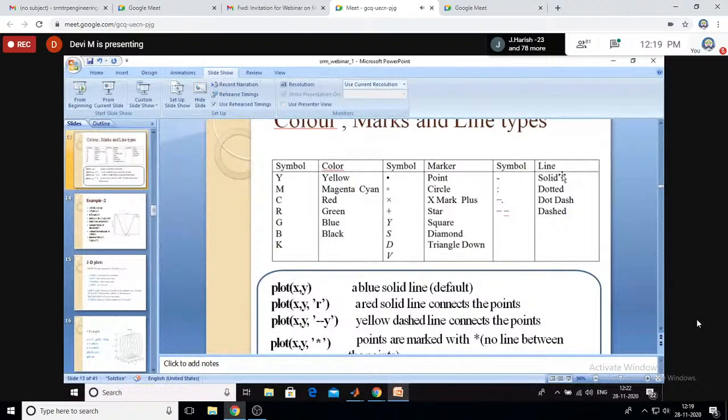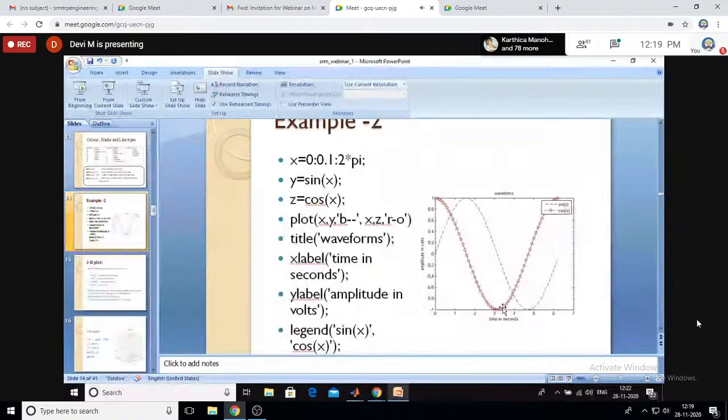Okay, right. So here, in the first figure, I have generated two waveforms in two different figures, so I have used figure 1, figure 2, and so on. Here I have generated two waveforms in the same figure, so I have not used figure 1, figure 2, and so on. Right.